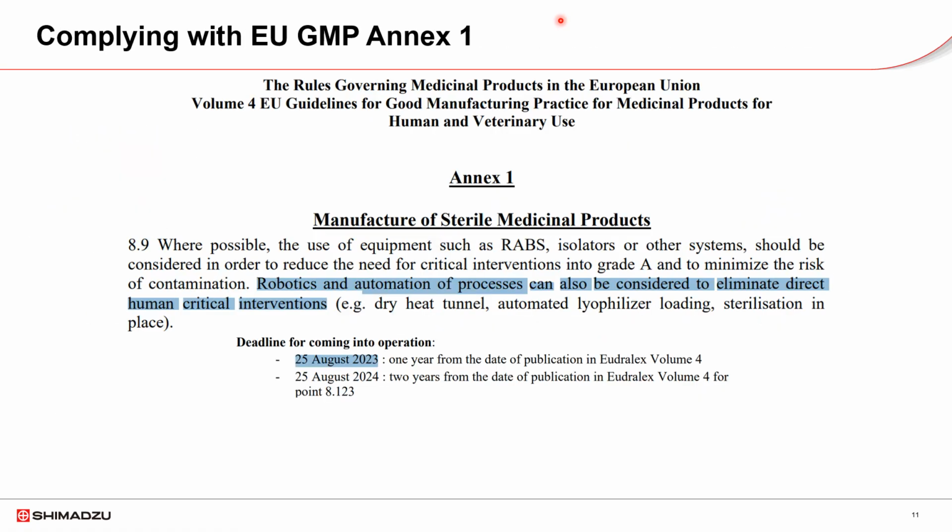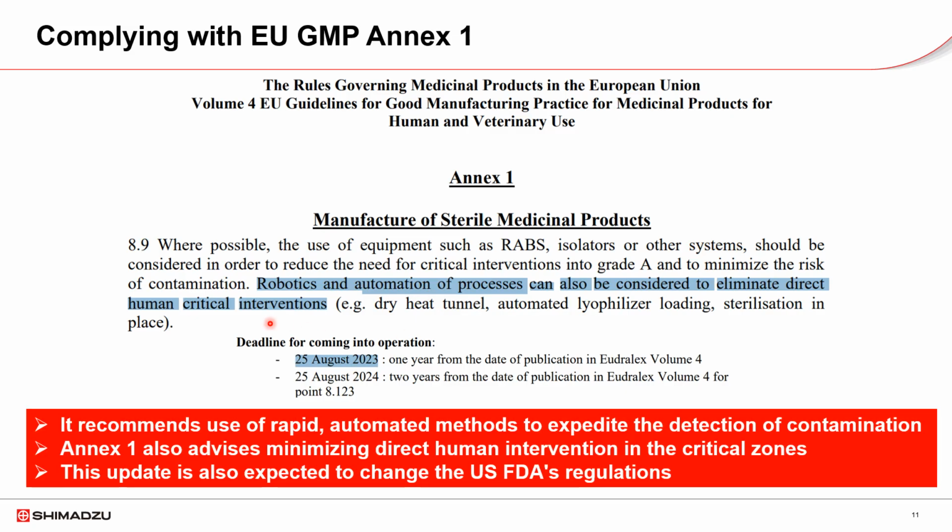There is one more strong justification for employing online TOC analyzers in the pure water plant of pharmaceuticals. As per the latest guideline of European Union GMP Annex 1, it recommends the use of robotics and automation of processes to minimize human intervention. This guideline recommends the use of rapid automated methods to expedite the detection of contamination, which is of key importance for a pure water plant. Annex 1 also advises minimizing direct human intervention in the critical zones. That means automated methods are preferred over manual methods.